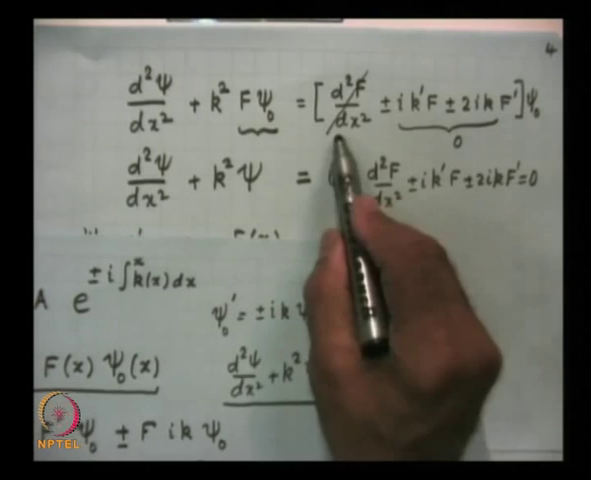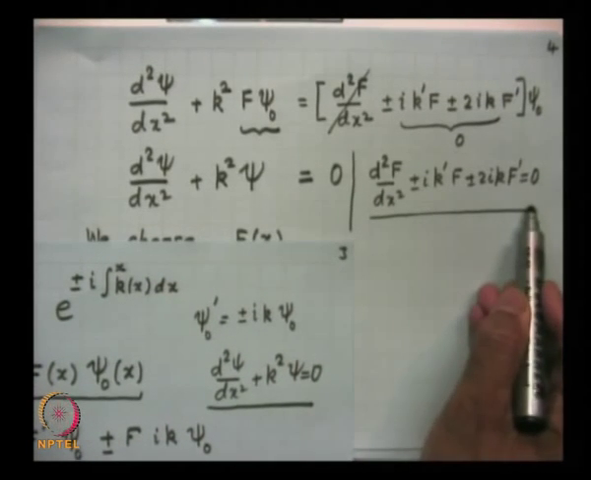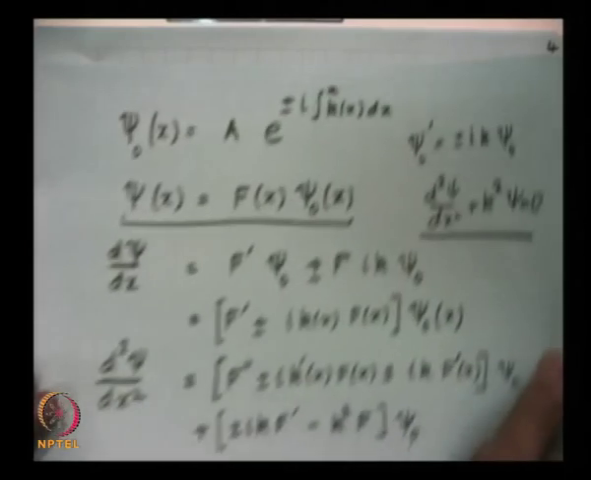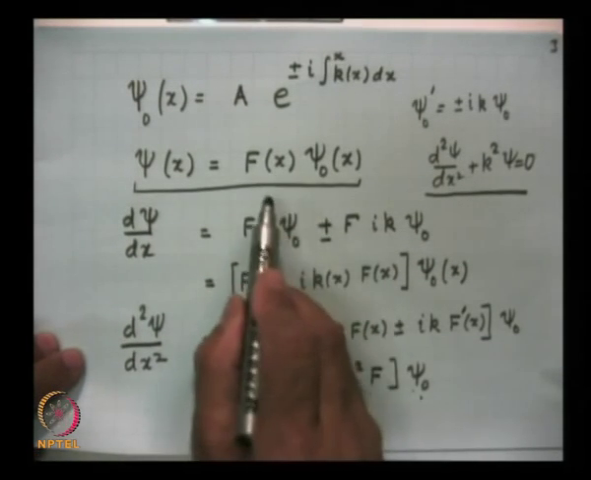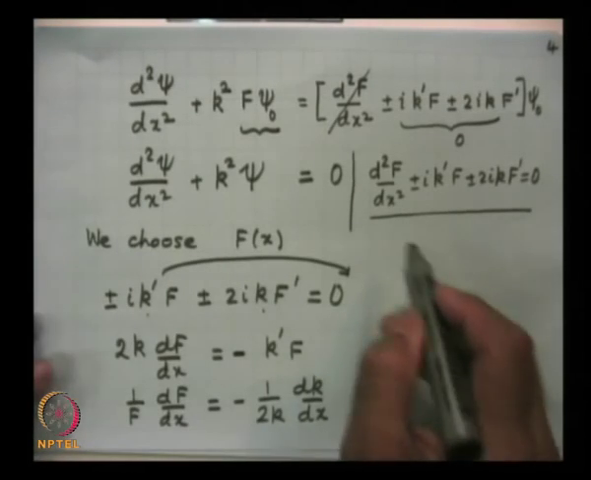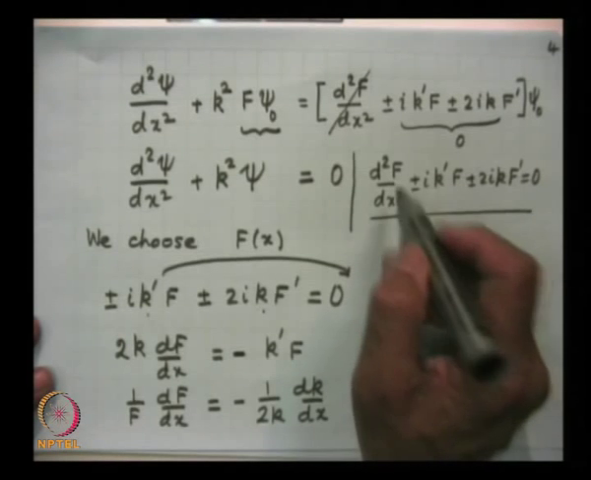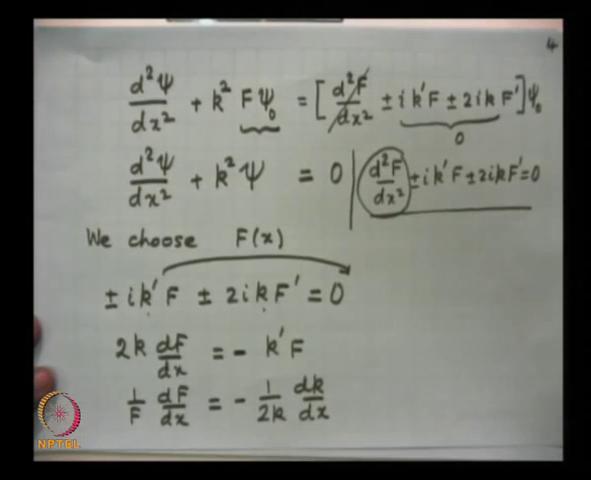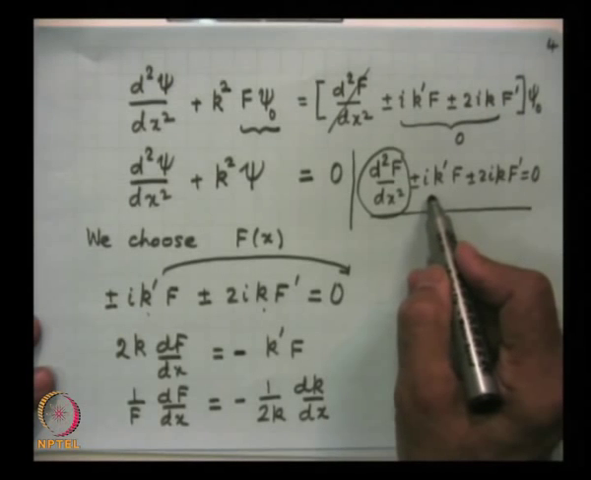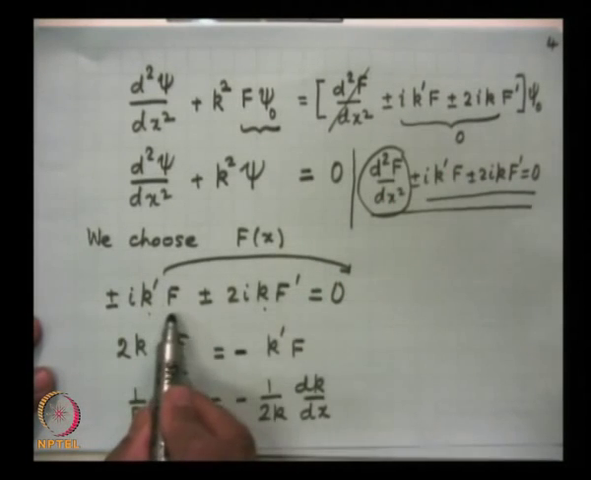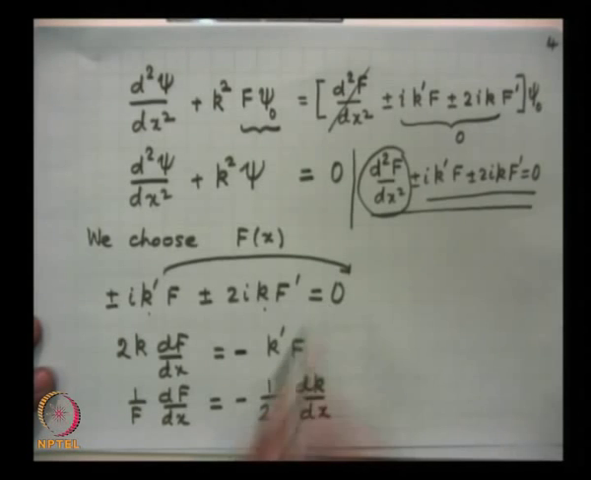Once again, if I am able to solve this equation exactly and obtain an f of x, substitute it here, then this will be a rigorously correct solution of the Schrodinger equation. We assume that f of x is a very slowly varying function, so that we neglect the term d 2 f by d x square, and we choose f of x so that this term is equal to 0. So, you have plus minus I k prime f plus minus 2 I k f prime is equal to 0.